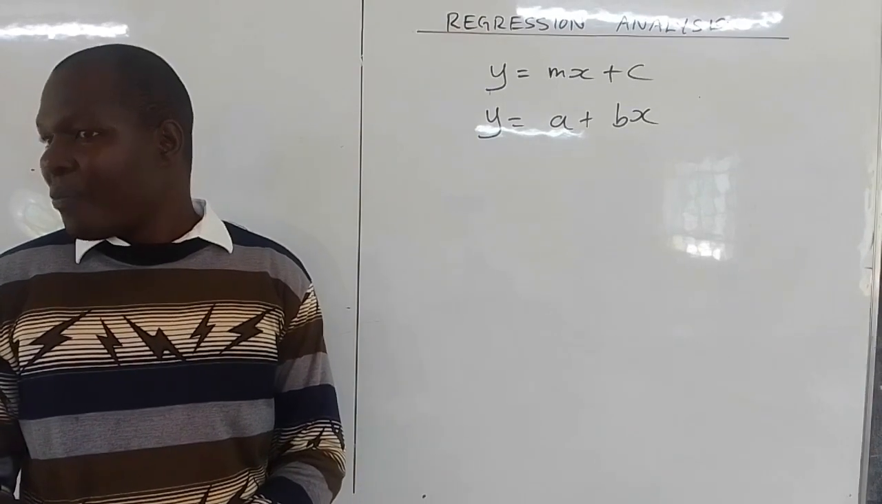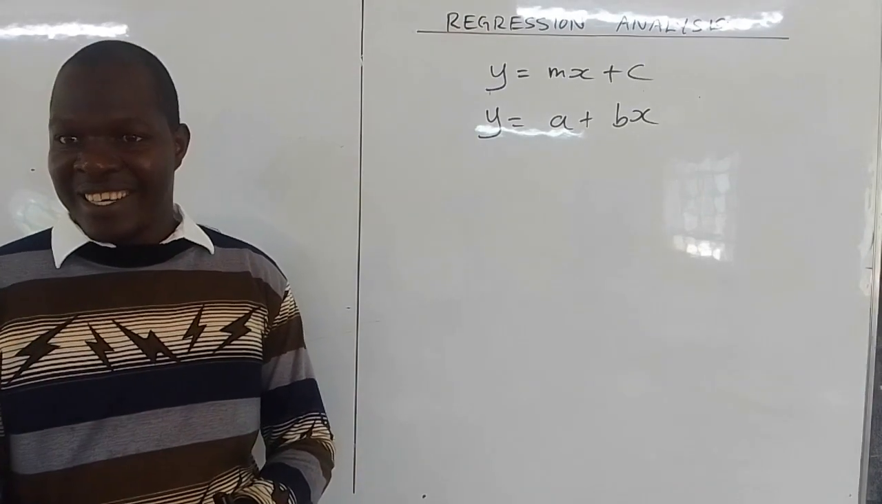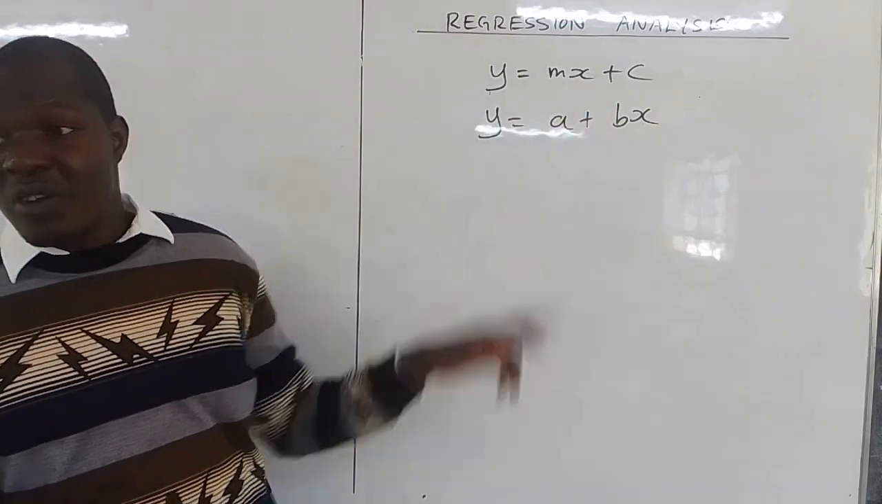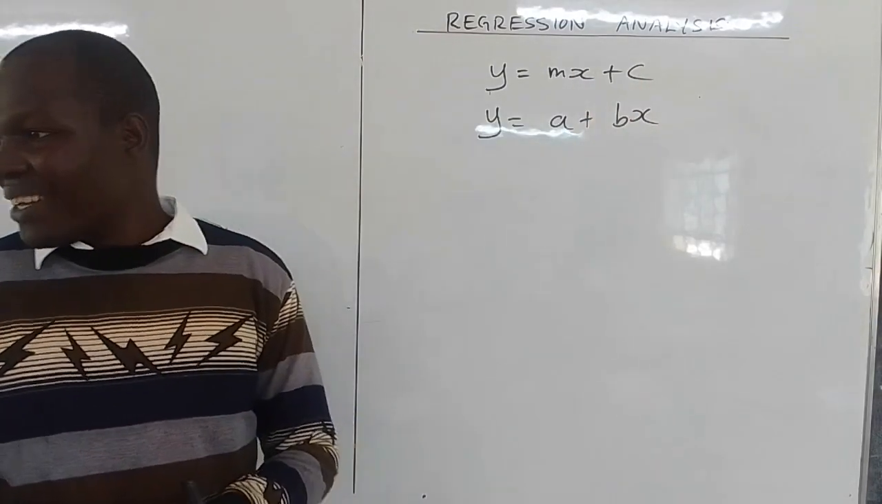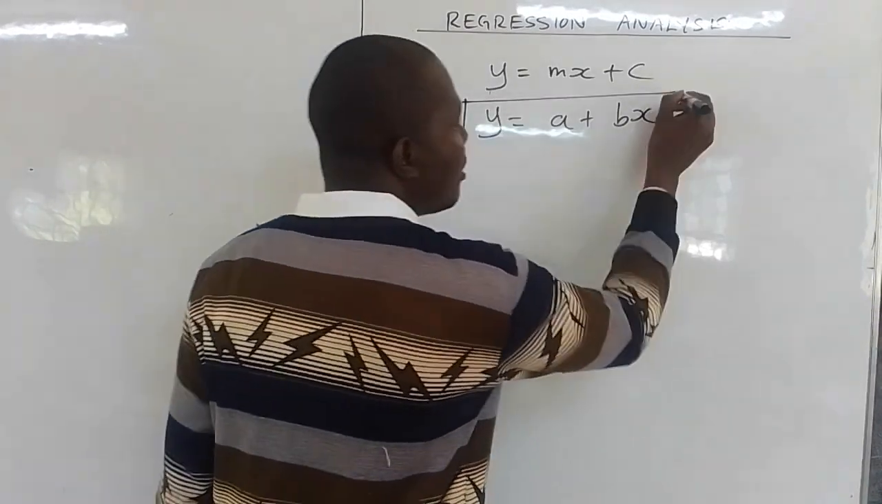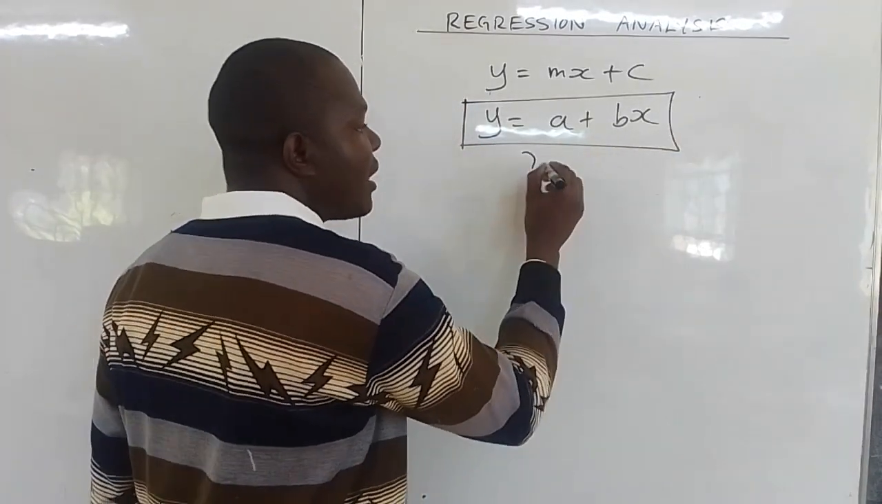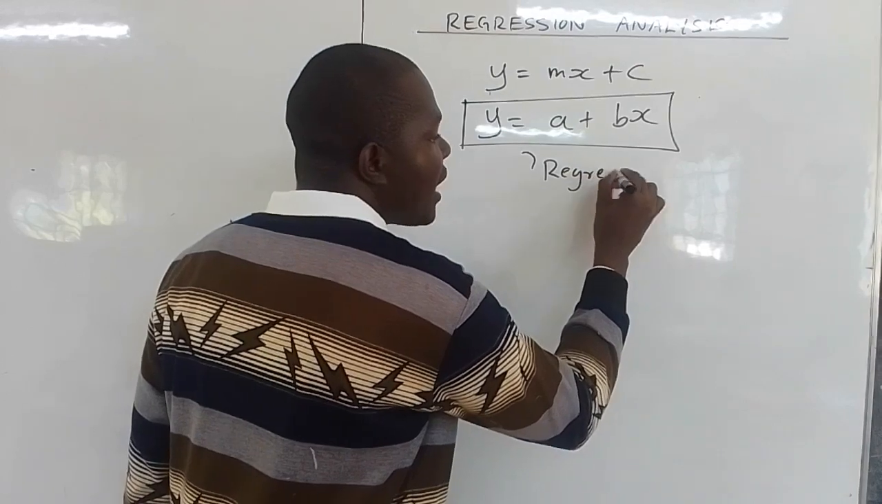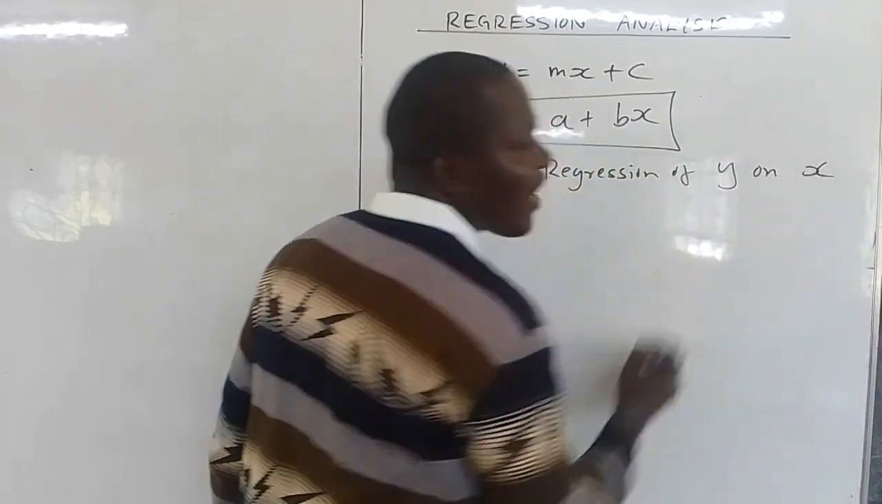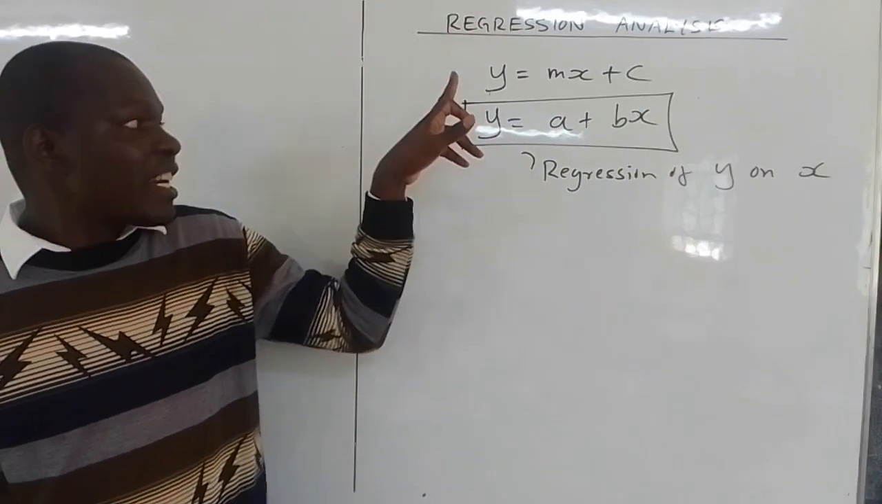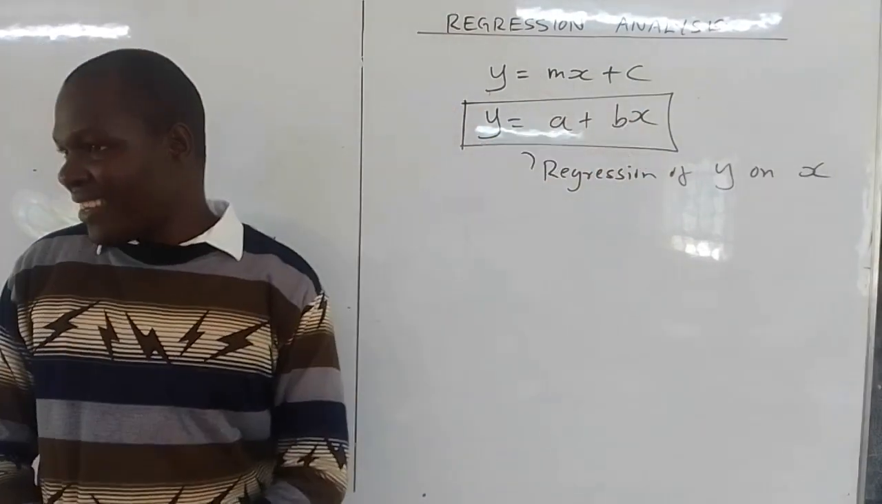Are we together? Meaning a regression line is a straight line, isn't it? Because it is from the equation of a straight line. So your c is the a and your m is the b, isn't it? So this is the equation of a regression line. This is now said to be a regression of y on x. If y is the subject, it is y on x.